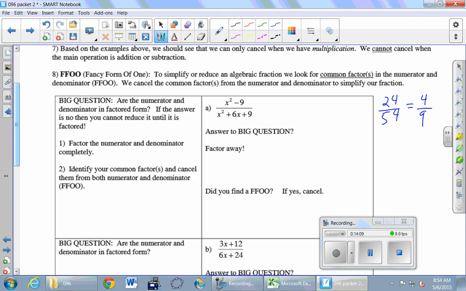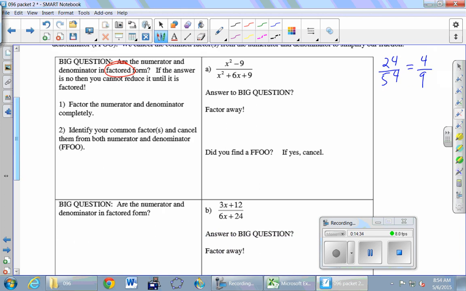So what do we do? Well, we have to turn the subtraction upstairs and the addition downstairs into multiplication, because that's the only time we can cancel, is if we have multiplication. So how do we turn additions and subtractions into multiplication? We factor. So something we spent a lot of time on. It's factoring. Factoring turns something into multiplication, and that's a good thing as far as fractions are concerned. So the big question is, are the numerator and denominator in factored form? No, they are not. So if the answer is no, you cannot reduce until it is factored. Step 1 says factor the numerator and denominator completely.